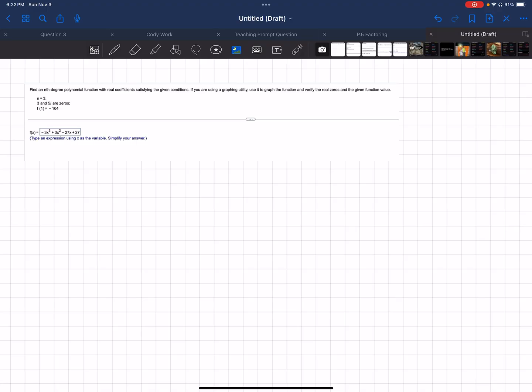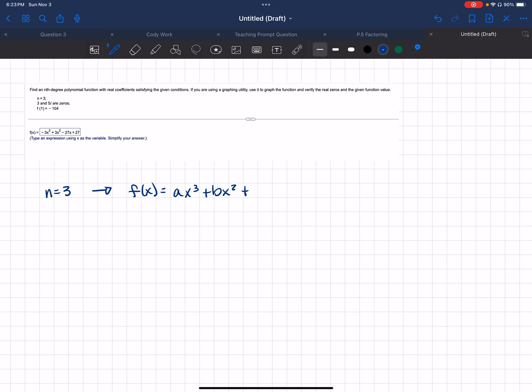So here we go. They tell us that n equals 3 and that 3 and 5i are zeros, and given f of 1 equals negative 104. Okay, so we need to talk about what all that means. When we have n equals 3, that means that I'm going to produce some third degree polynomial function. That means it's going to be an x cubed, so some ax cubed plus bx squared plus cx plus d. And we have to put in numbers for a, b, c, and d.